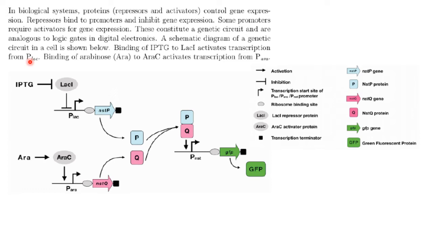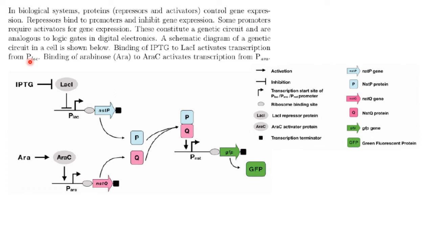Then in biological systems, proteins, that is repressors and activators, control gene expression. Repressors bind to promoters and inhibit gene expression, as you have seen with the studies of lac operon. Repressor will bind to the operator and it will block RNA polymerase from binding to the promoter, thereby inhibiting the transcription and translation of the structural genes. Then some promoters require activators for gene expression. These constitute a genetic circuit and are analogous to logic gates in digital electronics.